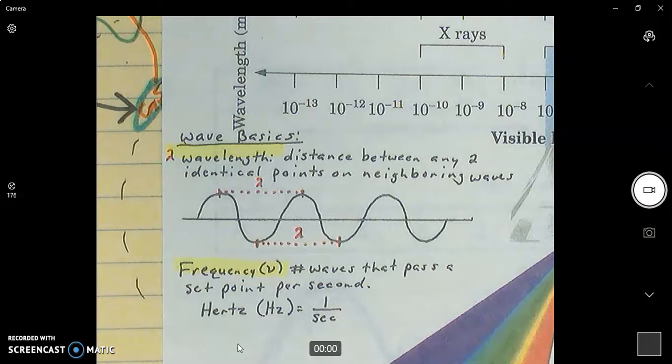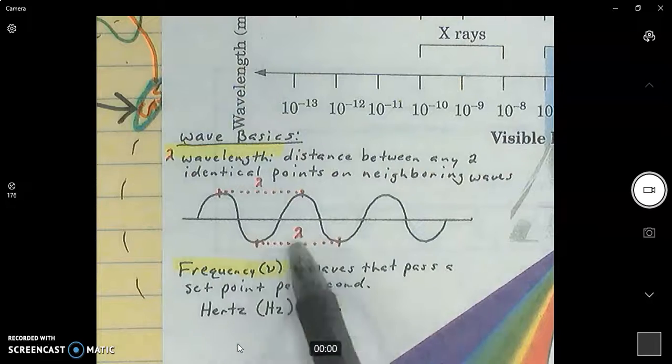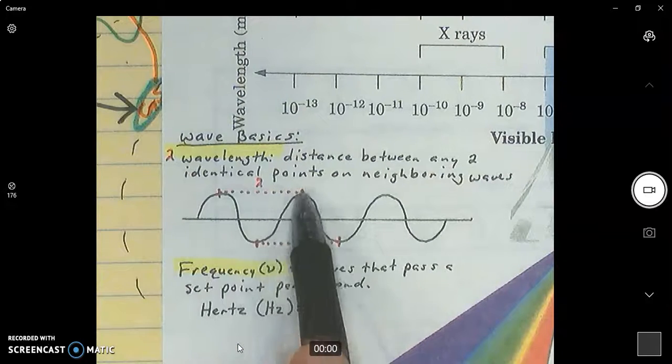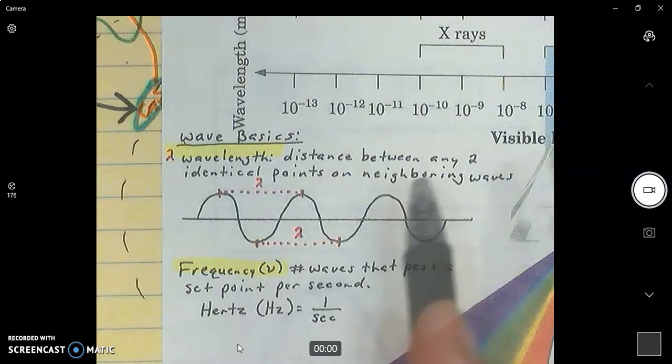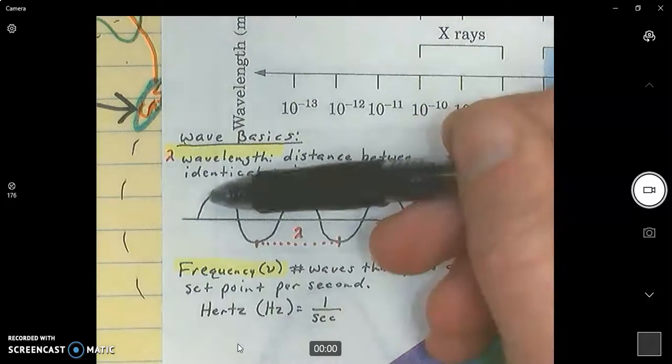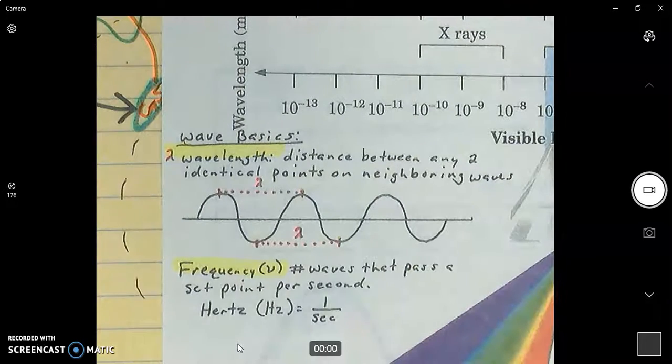Wave basics includes the definition of wavelength and frequency that I asked you to do yesterday as part of your assignment. Wavelength, again, is the distance between identical points on two neighboring waves. So crest to crest or trough to trough on neighboring waves. That distance is your wavelength.